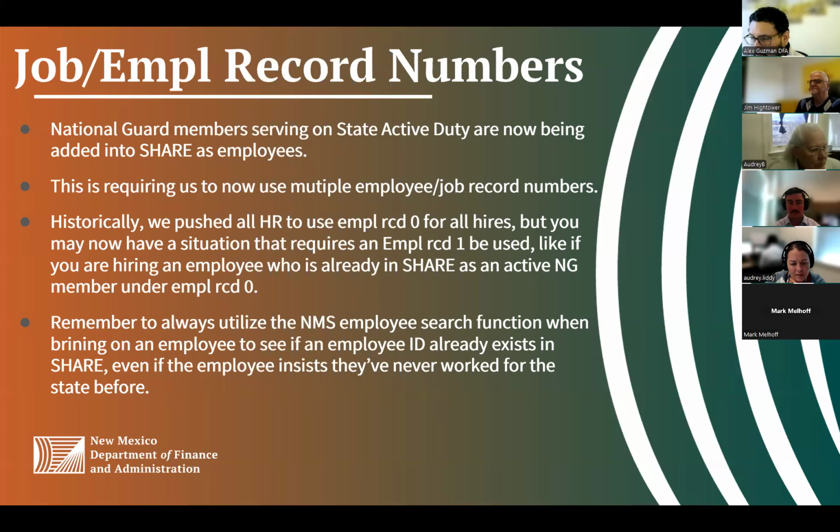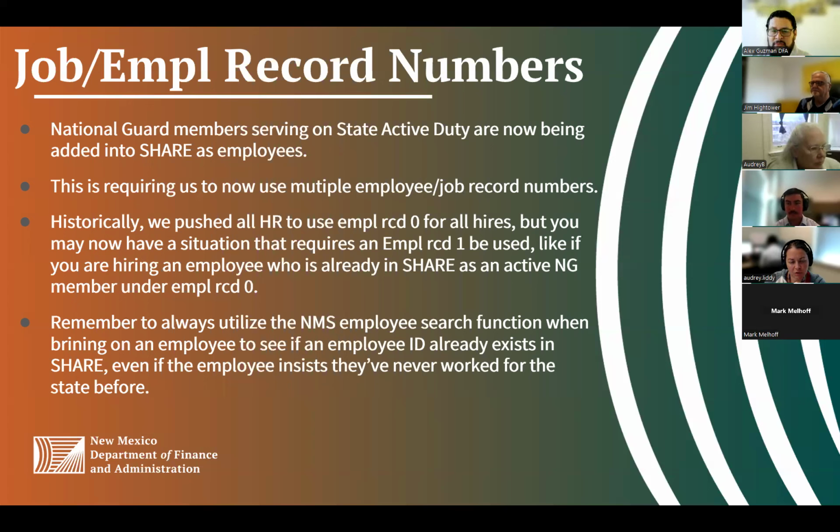Generally, your employee is still going to be on job record or employee record 0. But the situation could occur where they're hired on as a National Guard employee first, and that's on the 0 record, and then they are hired on as a state employee. That will need to be on record 1.